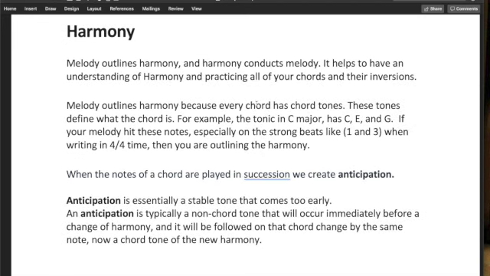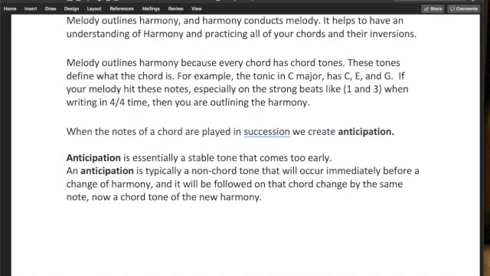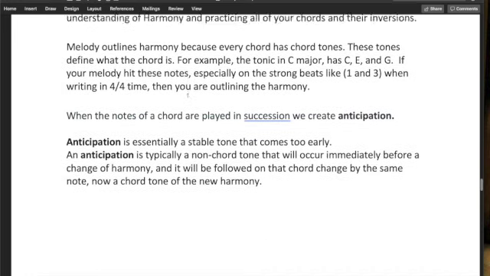Melody outlines harmony because every chord has chord tones. These tones define what the chord is. For example, the tonic in C has C, E, and G, of course. And if your melody hits those notes, especially in the strong beats like 1 and 3, when writing in 4/4, then you're outlining the harmony.